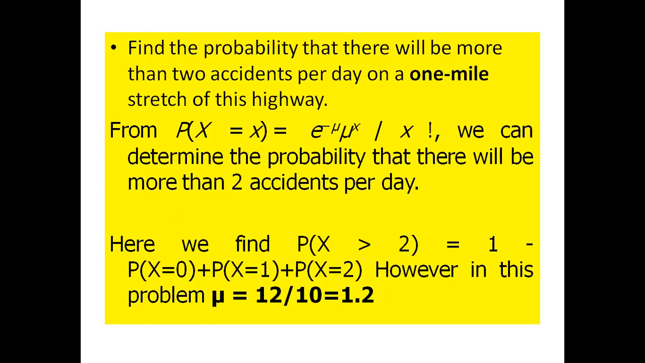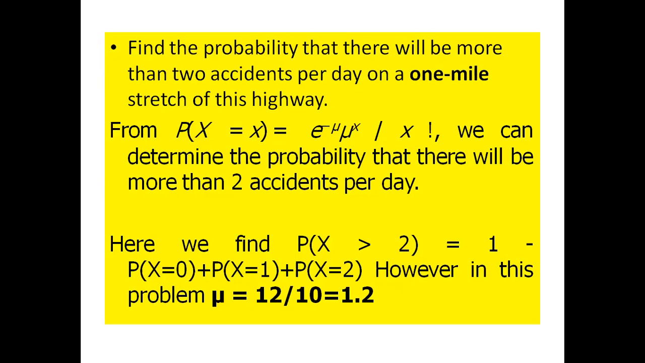Then part B of the question: find the probability that there will be more than 2 accidents per day on a 1-mile stretch of this highway. Now there is a slight change in the question. This time it's not a 10-mile stretch of this highway as in the previous part or as in the original question. Here we are looking at a 1-mile stretch of this highway, meaning that we have to find out the number of accidents on each and every day, but on a 1-mile stretch of this highway.